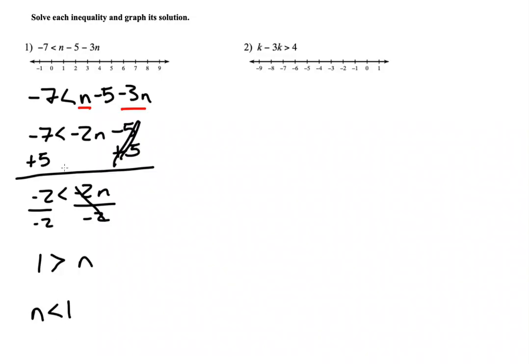So the way I would graph this is I'm going to make this an open circle here because n is not equal to 1. It's just less than 1. So 1 doesn't count as a solution. And n is less than 1, so it's all the numbers this way.